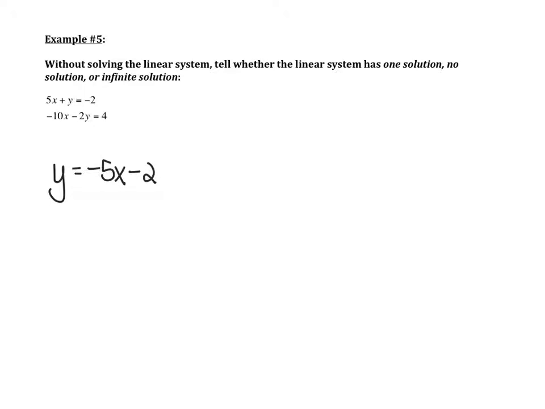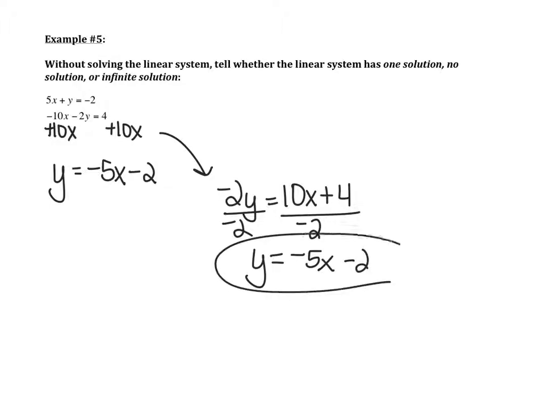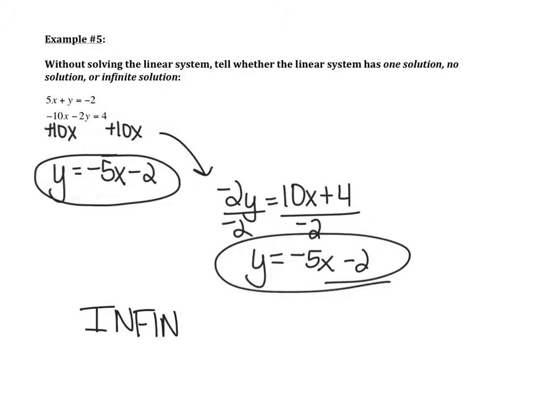For the second equation, I would first add 10x to both sides. So I'd end up with negative 2y equals 10x plus 4. If I divide both sides by negative 2, I'd end up with y equals negative 5x minus 2. So comparing these two equations, they have the same slope and the same y-intercept, so this would be the same line, which means they intersect infinitely, so they have infinite solutions.